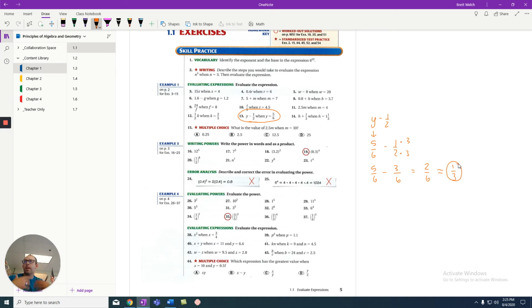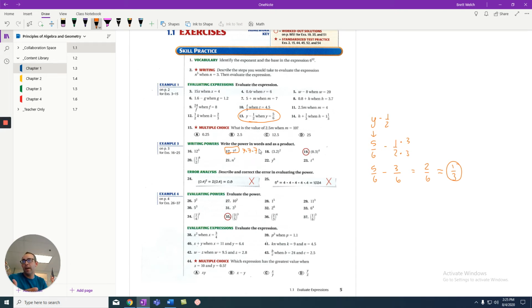So sometimes we're going to have to deal with fractions. That's okay. It's not a big deal. When we're talking about powers, exponents like 7 to the third, what that means is 7 times 7 times 7. Okay, we're writing the power out in words and as a product. So we'd write it out like that.